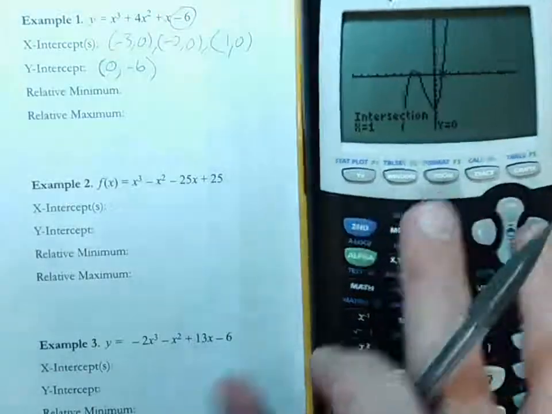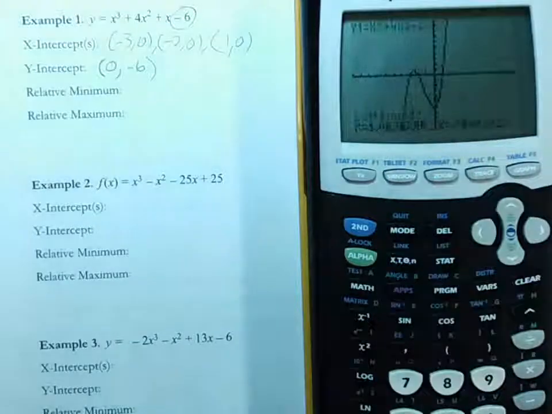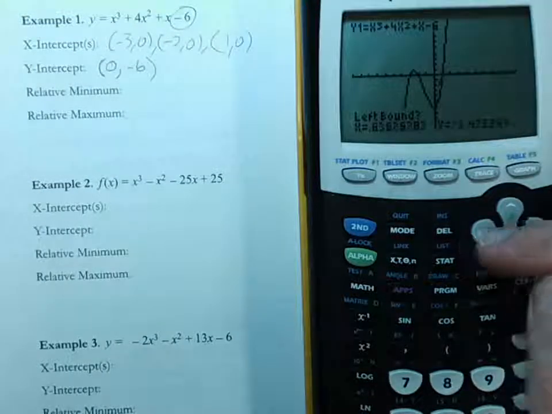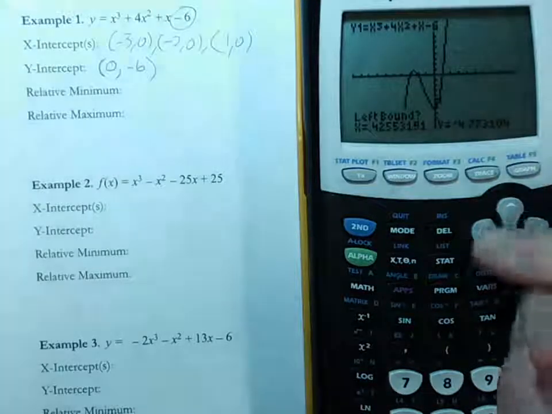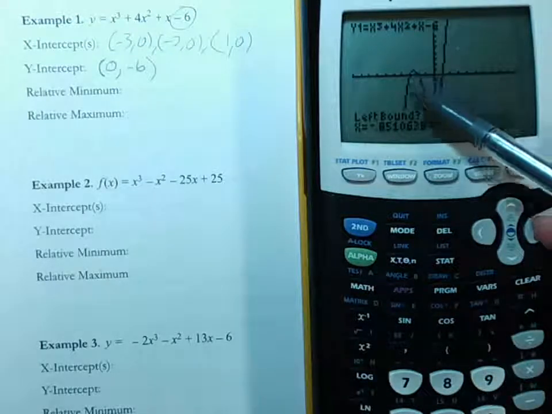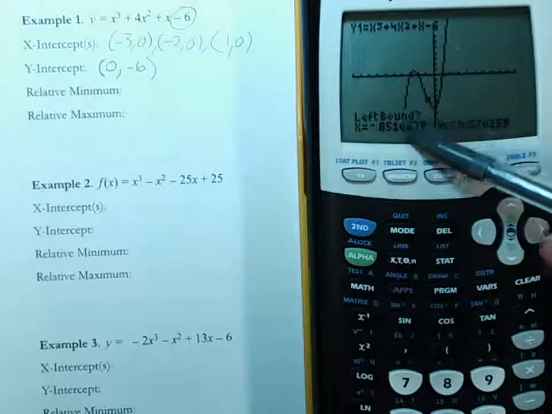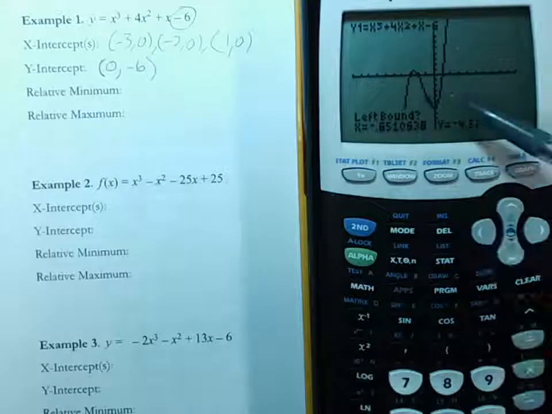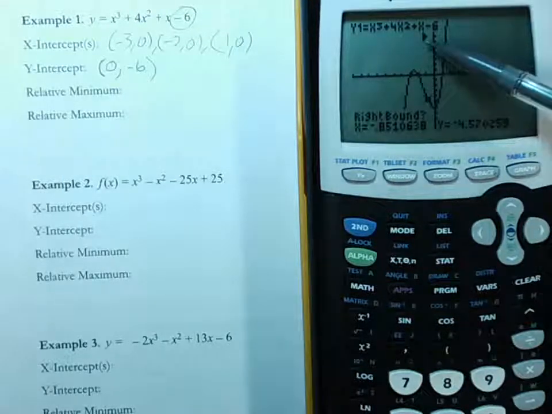So I'm going to hit, let's start with relative minimum. I'm going to hit second trace. I want to do minimum, so I'm going to hit 3. This is my minimum right here. I need to pick, see I have a blinky cursor. I need to pick a point to the left of this minimum. So I'm going to use the left arrow. Now here's the deal. If I go too far over here, then I'm going to cause problems for myself because I could find something over on this arm that's lower than this. So I'm going to say just to the left of my vertex and hit enter once. Notice an arrow popped up here.